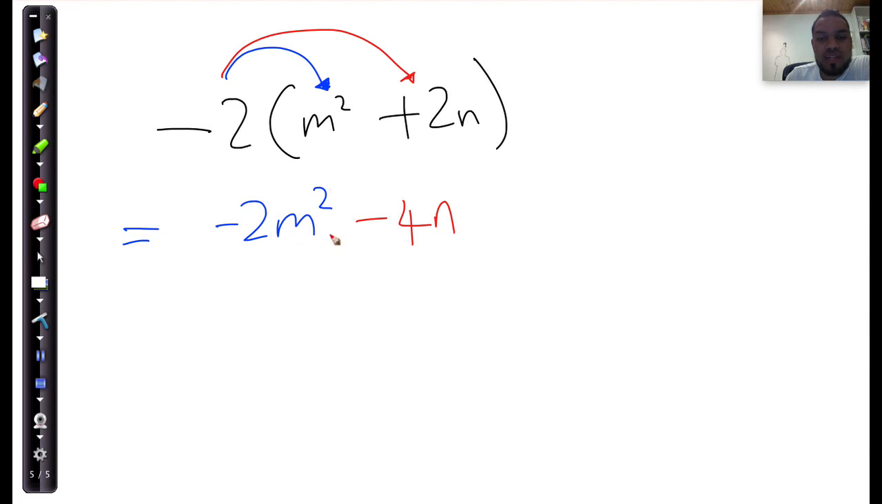And again, here you're counting m squareds, and here you're counting n's, so you cannot simplify further. Let's give you another one to try.